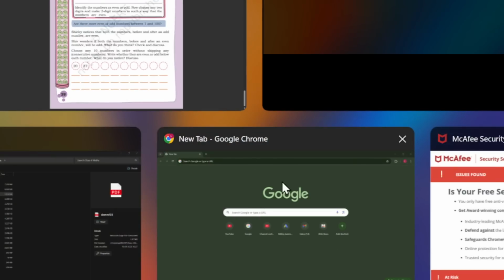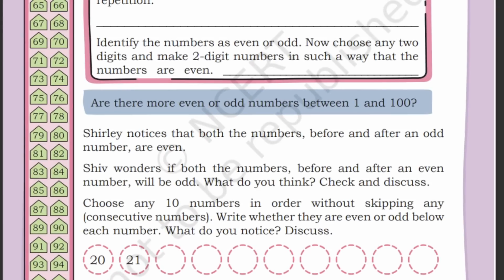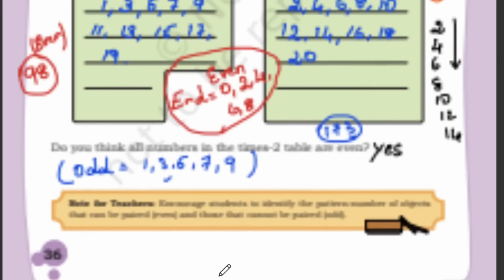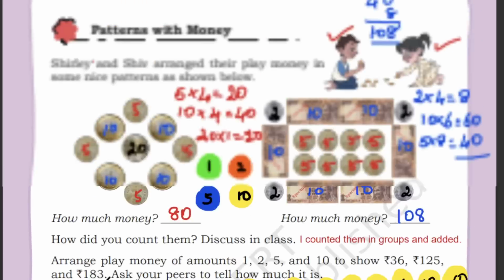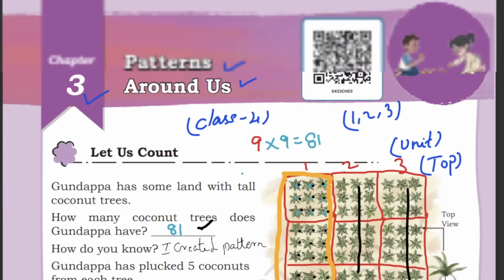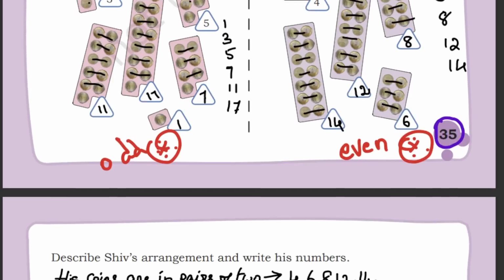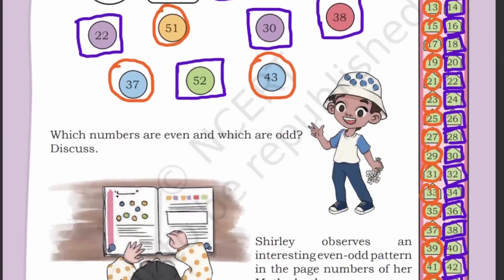So we can do it here. We have page number 38, so we can square 38. 38 is an even number and 35 is an odd number, so we can circle that. Likewise, you can do it in your school book.